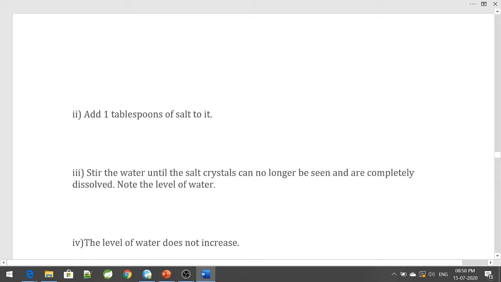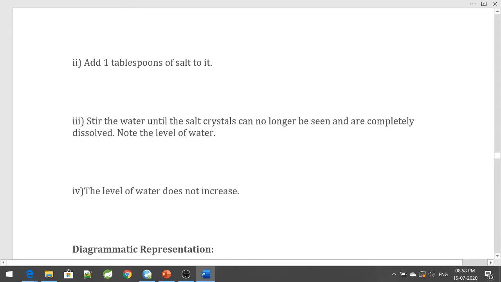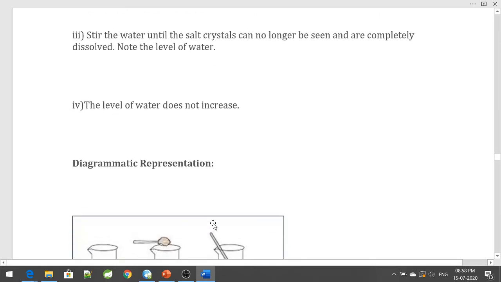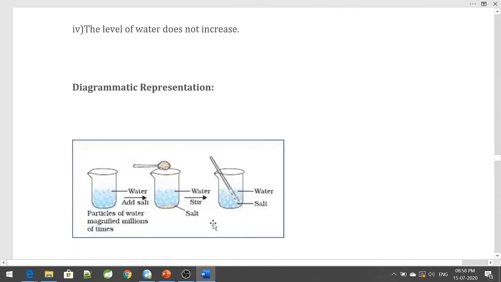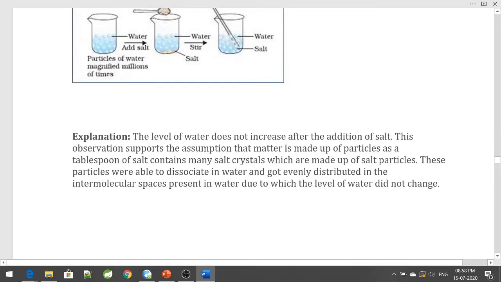Now the level of water. Note the level of water. So completely dissolve the salt in the water and note down the level. How much is the level? The level of water does not increase. After dissolving the salt, the level doesn't increase. See here, they have dissolved salt in the water and after dissolving it, the level is the same in all three beakers. Why? The level of water does not increase after the addition of salt.